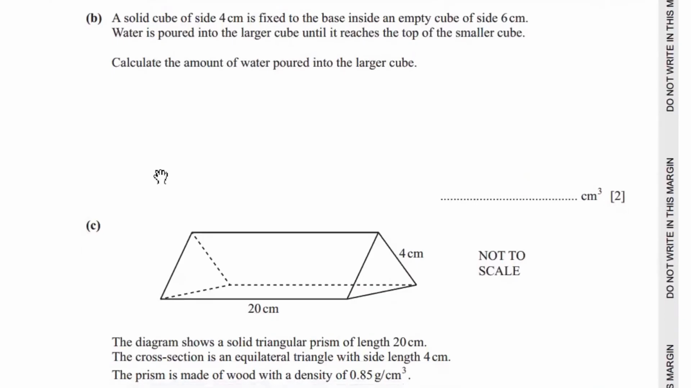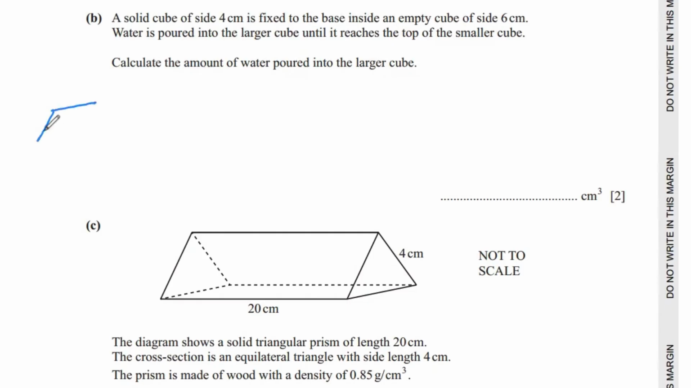A solid cube of side 4 is fixed to the base inside an empty cube of side 6 centimeters. Water is poured into the larger cube until it reaches the top of the smaller cube. Calculate the amount of water poured into the larger cube.